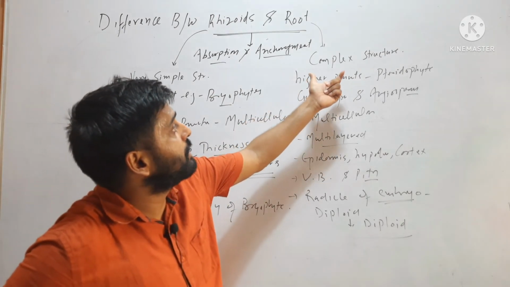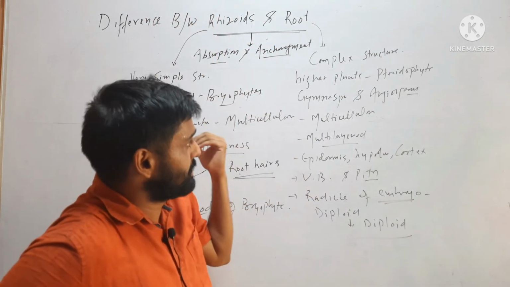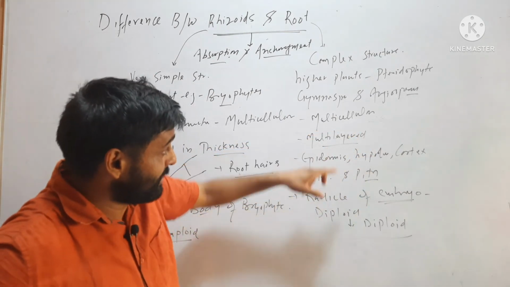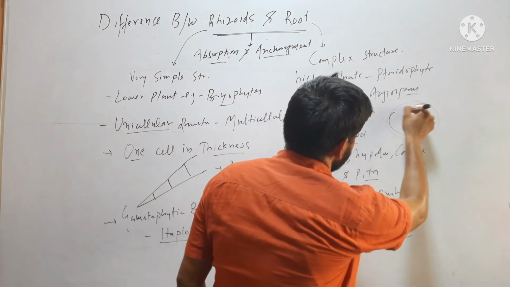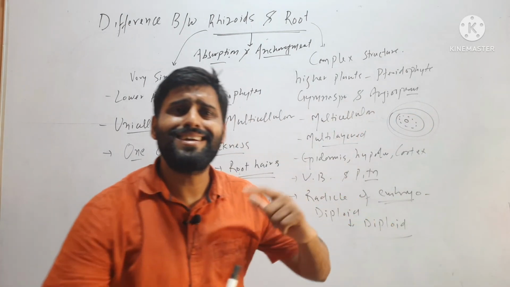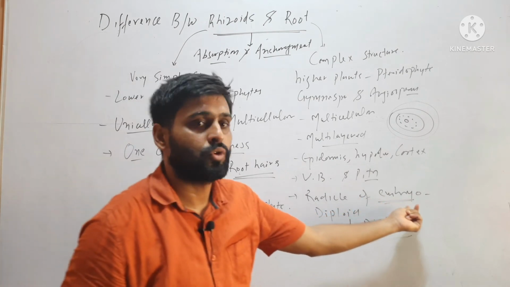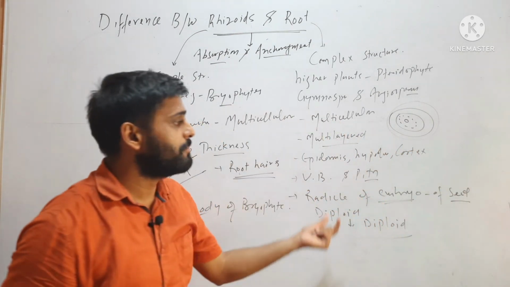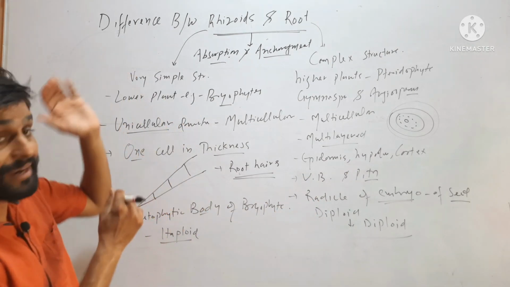But when we talk about the root, it is a very complex structure that is found in higher plants, that is pteridophytes, gymnosperms and angiosperms. It is always multicellular and multilayered. When we cut a TS, we will find epidermis, hypodermis, cortex, vascular bundles and pith. It arises from the radicle of the embryo of the seed. And we know that the embryo of the seed is diploid, so it is always diploid in nature. So this is the difference between a rhizoid and a root.